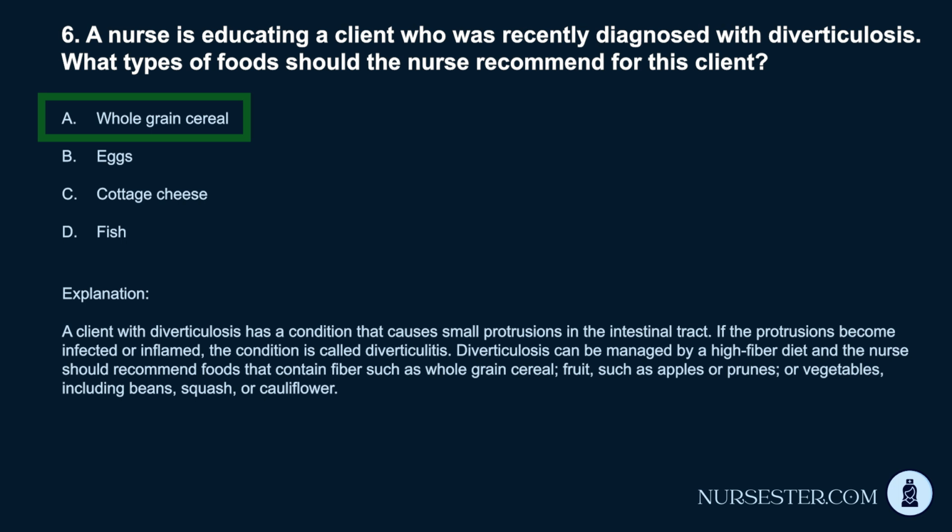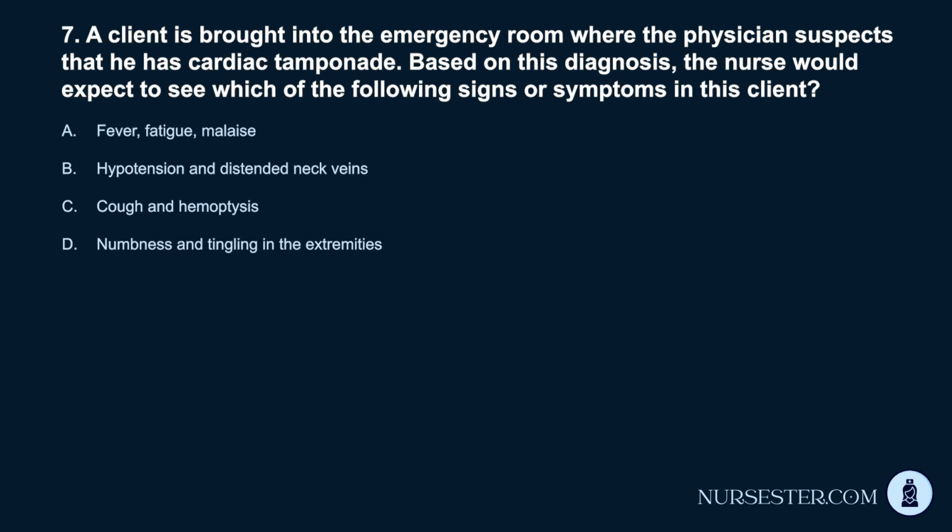Diverticulosis can be managed by a high-fiber diet, and the nurse should recommend foods that contain fiber such as whole grain cereal, fruit, such as apples or prunes, or vegetables, including beans, squash, or cauliflower.